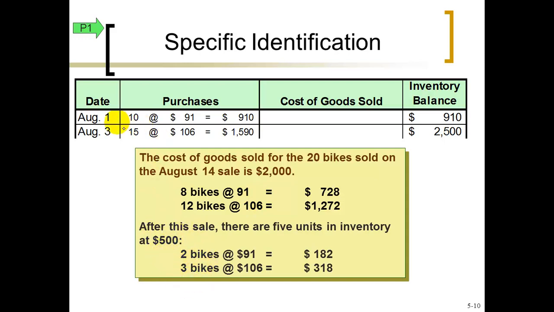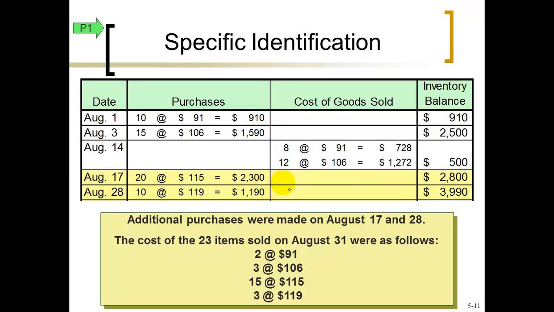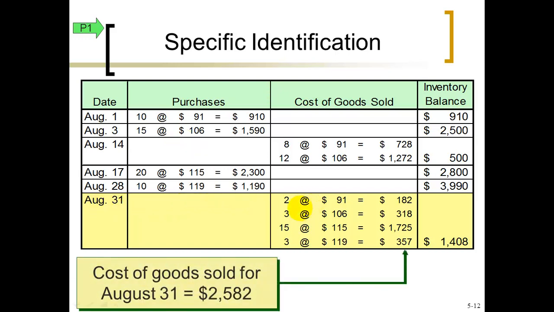We call these layers of inventory. You've got to know which layer you're selling from under the specific identification method. So now when you buy some more, here's 2 more purchases, you're adding 2 more layers to what's already there, this layer and this layer. And again, when you make a sale here on August 31st, we're going to be told which specific items are sold, from which layer they're coming from, and you've got to use their actual costs.